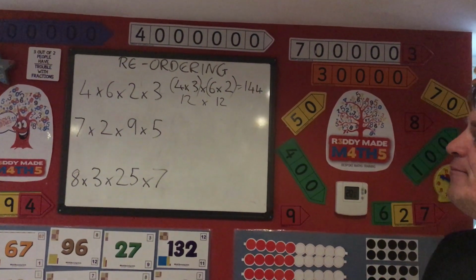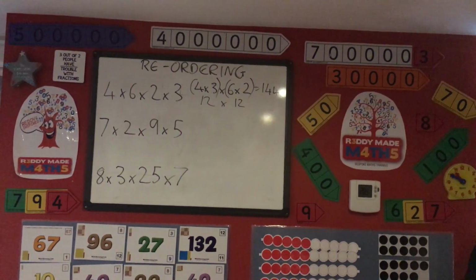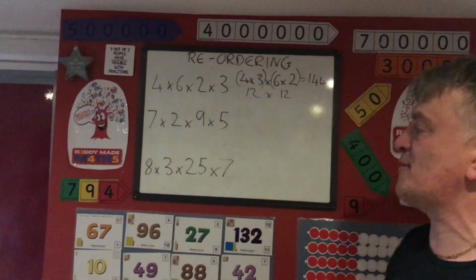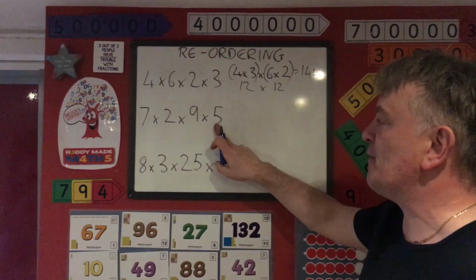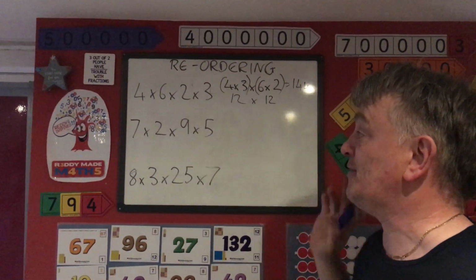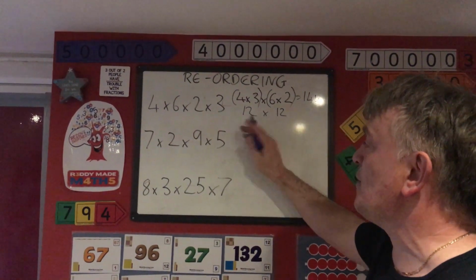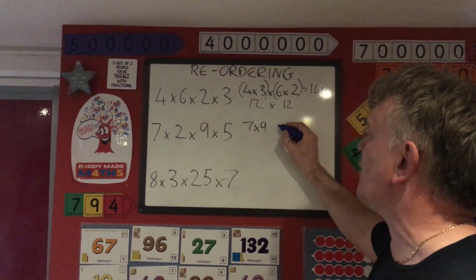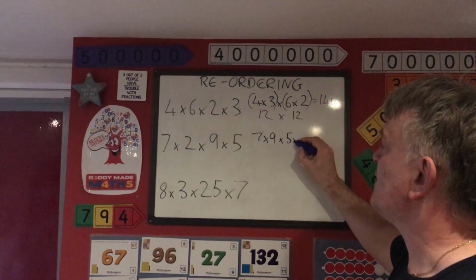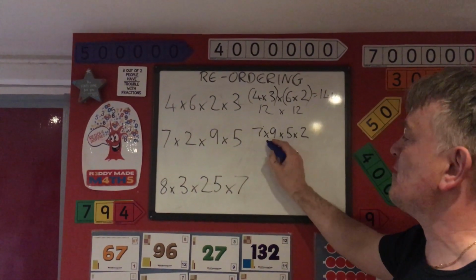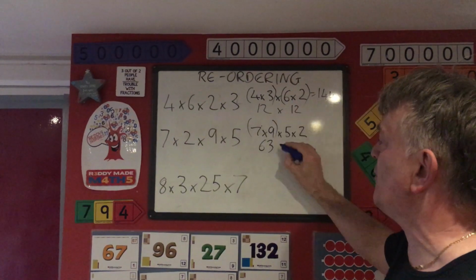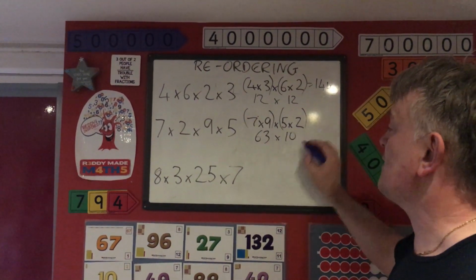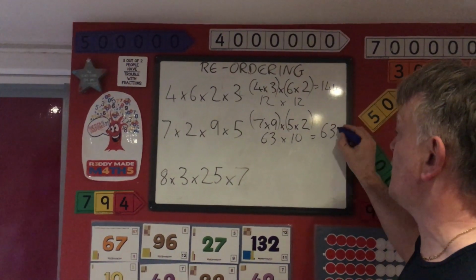What about the next one? Well, I kind of gave the advice to leave the 2 till the end to double, but not in this instance. What can we see here straight away? We've got a 5 and we've got a 2. So definitely I'm going to put my 5 with my 2. I might leave that till the end. So I'm going to do 7 times 9 and then I've got times 5 times 2. So again, 7 times 9 is 63 if I put brackets around them, and 5 times 2 is 10. So 63 times 10 equals 630.